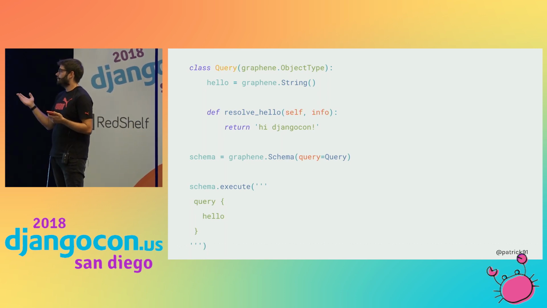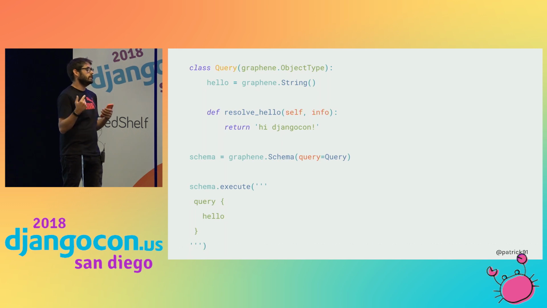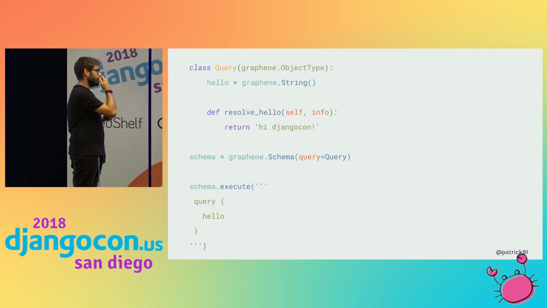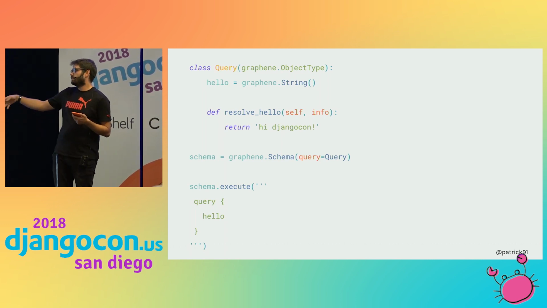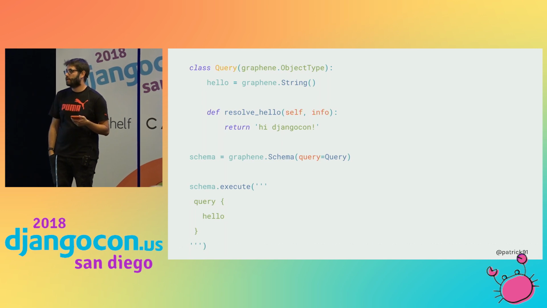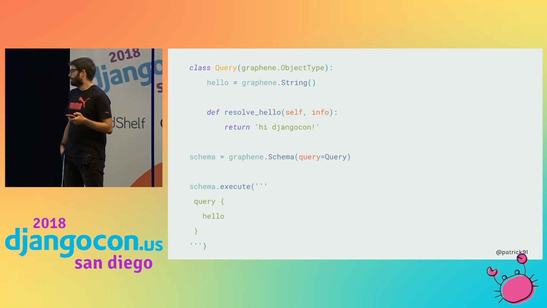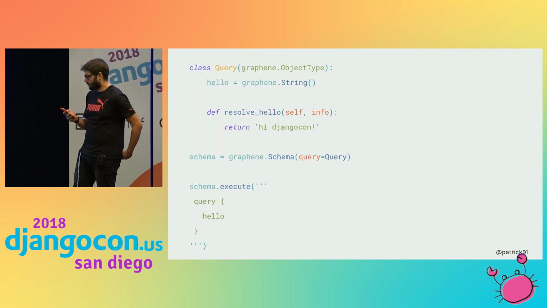And then you need to specify the resolver function. Resolver functions are basically the methods that are being called when you request a field. So in this case, when we request the hello field, the resolve hello is going to be called, and it's going to return only hi DjangoCon for now. And also, you can execute them directly, but usually you would have like a Django view or like a HTTP call to execute this schema instead of executing directly.